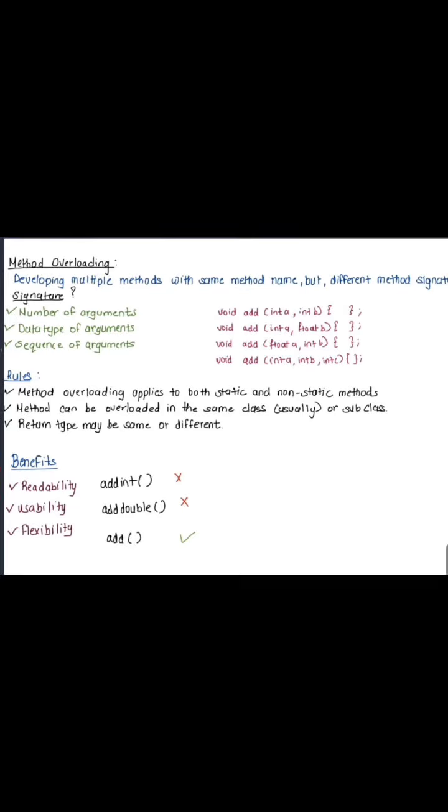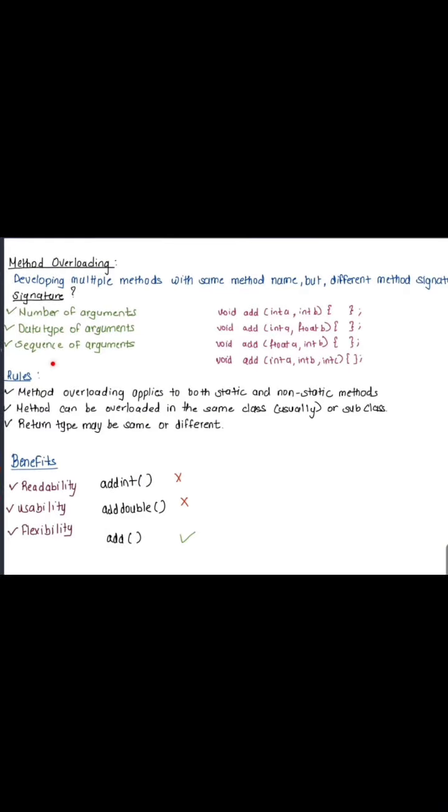So in Java, method overloading means you can have multiple methods in the same class with the same name but different parameters. So signature is the parameters that we put inside a method. So we need different method parameters or signatures, which mean either the number of arguments should be different, or the data type, or the sequence.